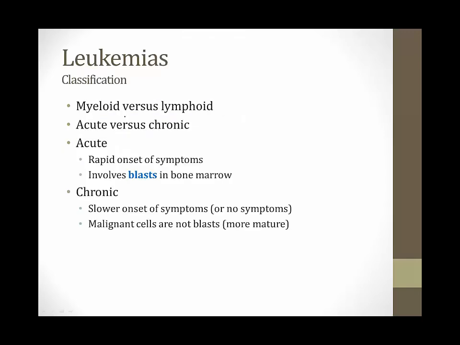There are a number of different ways to classify leukemias, but in general they are classified by whether they are of the myeloid lineage or the lymphoid lineage. We'll talk more about this in a minute. They are also classified as acute versus chronic. Acute leukemias, as the name implies, have a rapid onset of symptoms, and they involve blasts, which are very immature precursor cells in the bone marrow. Chronic leukemias have a slower onset of symptoms, or sometimes no symptoms at all, and the malignant cells are usually not blasts, they are more mature cells.